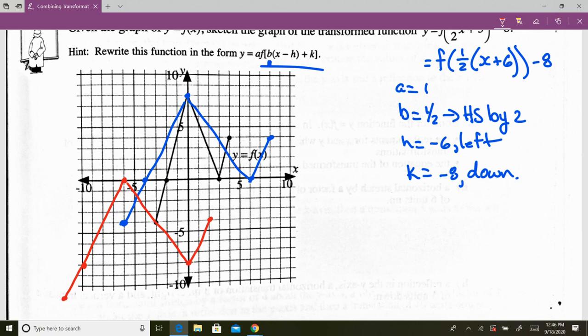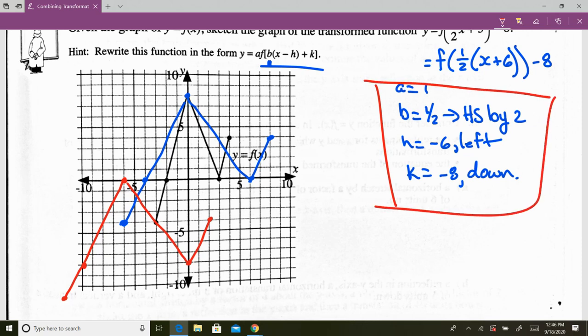When we do it, we don't have to draw each step. You just have to give me the final graph. I'll probably, if it's a short answer or something, ask what have you done? But if I'm just asking for the graph, just give me the final graph. Is that okay? Any questions? All right.